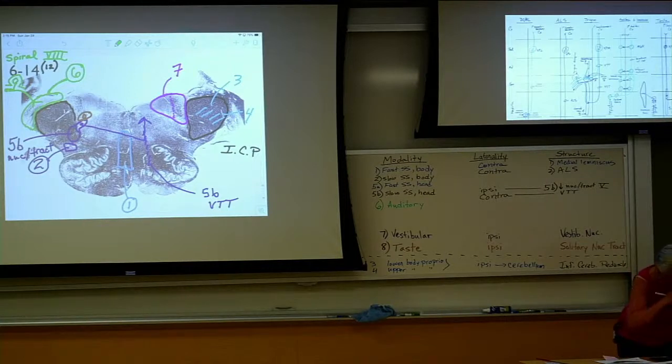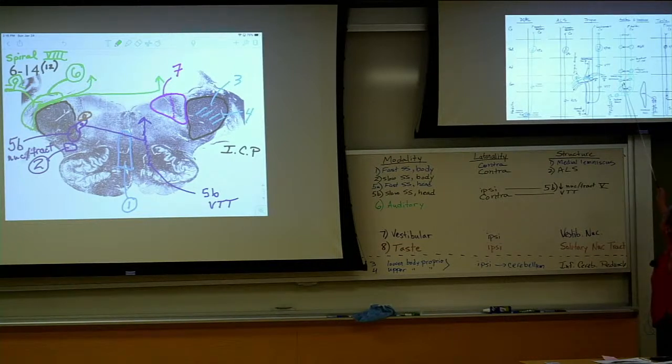And then these higher order neurons are going to do something different than what we saw in the other systems. Some of this information is going to go ipsilateral, and some of this information is going to go contralateral. And that you can see on your pathways diagram here. So we're at the cochlear nuclei, and this is the first prethalamic nucleus.